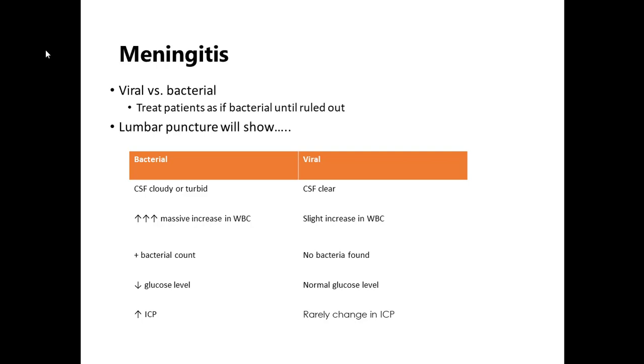Like I mentioned before, the bacterial meningitis has a lot of causes, but the bugs that generally cause it are the Neisseria meningitidis, the Streptococcus pneumoniae, and the Hib.